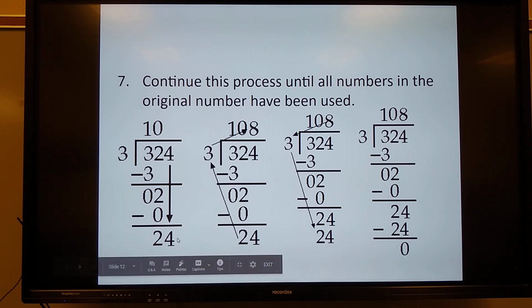So, brought down the 4. Now I got to do it again. I divide. 3 will go into 24 8 times. I multiply. 8 times 3 is 24. I subtract. 24 minus 24 is 0. There's nothing left to bring down, so I am finished. The quotient is 108.